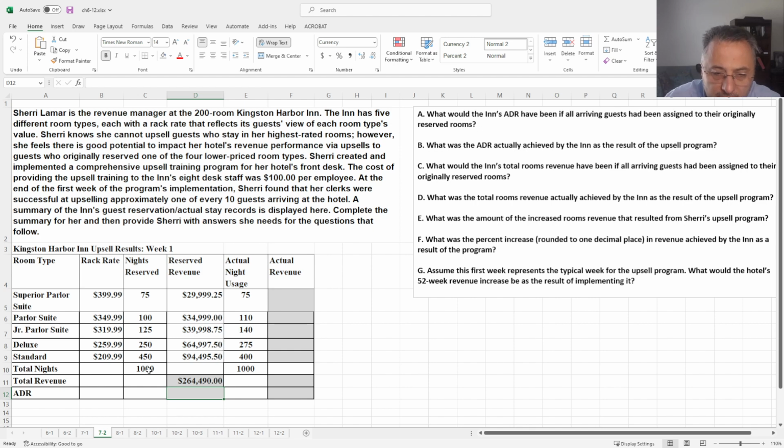Now, 264,490. And if you look at it here, it's already calculated. Total nights reserved was 1,000. So in this case, ADR is going to be total revenue divided by the rooms sold, which is $264.49. Now, these are before the upsell, okay? Let's calculate the same thing for these. Times actual nights used. This is the same because that's the highest room.